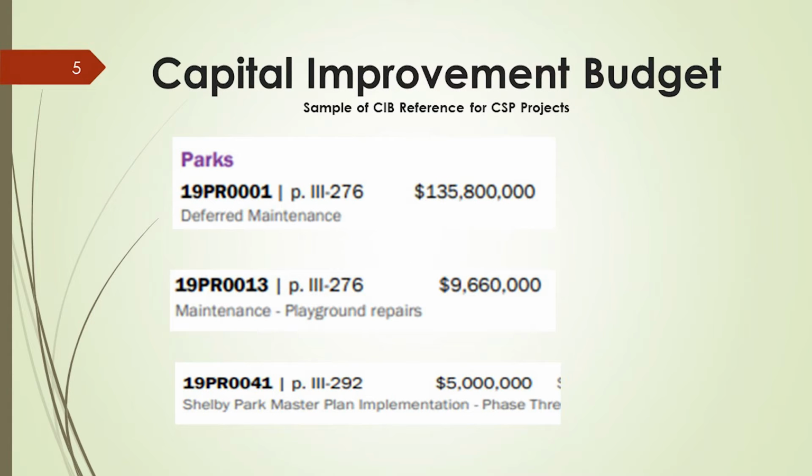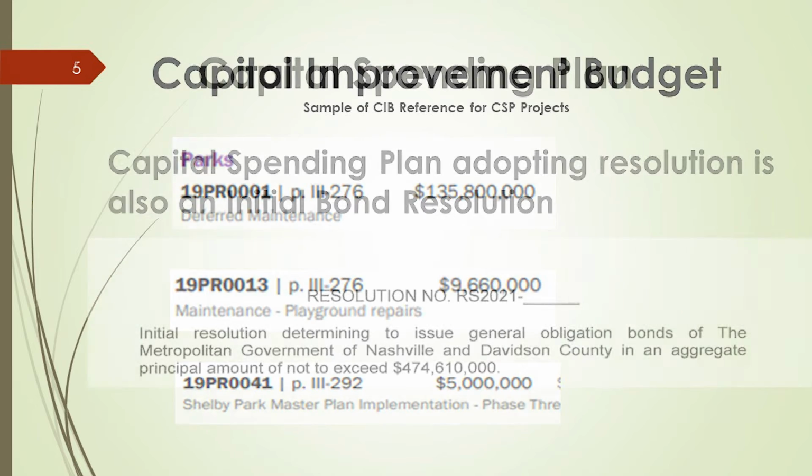The CIB is managed by the Planning Department and updated annually by the resolution of the Metro Council. Projects selected for inclusion in a capital spending plan must be on the CIB. Each capital spending plan cycle includes an evaluation of projects that are priorities of the mayor and council, with a final spending plan resolution adopted by the council.